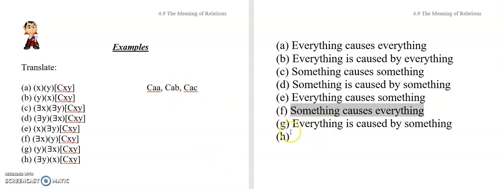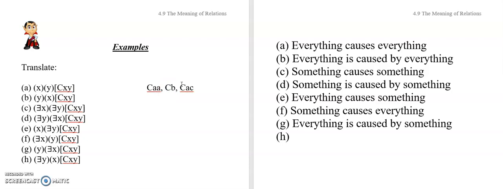It also turns out to be true that everything is caused by something, right? So A is caused by A, B is caused by A, and C is caused by A. Everything is caused by at least one thing. That's true. But let's imagine a slightly different situation where it's something like this.